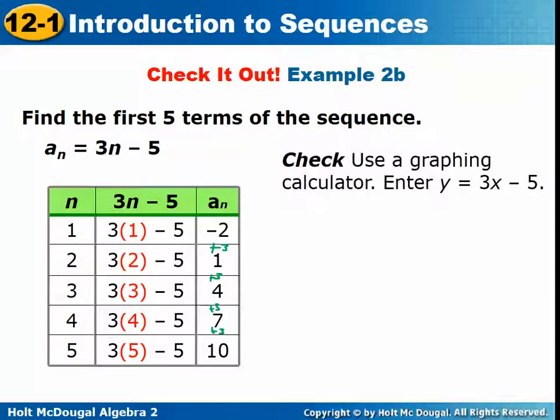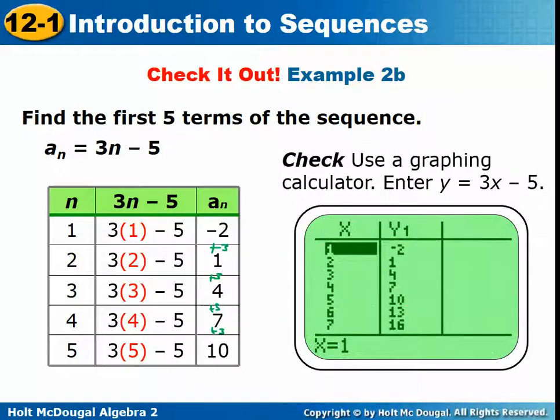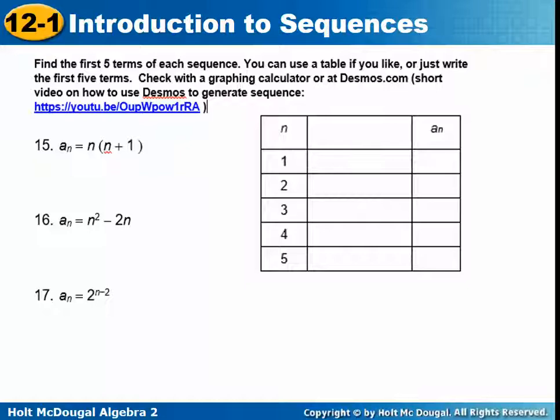And again, you can use a graphing calculator to check your table of values and find them even. I did make a really short video on how to use Desmos to generate the sequences. And I'll show you that.